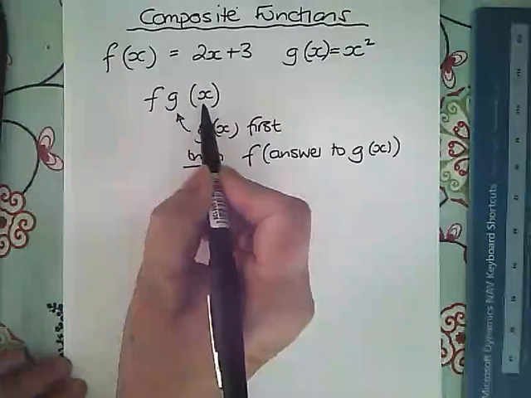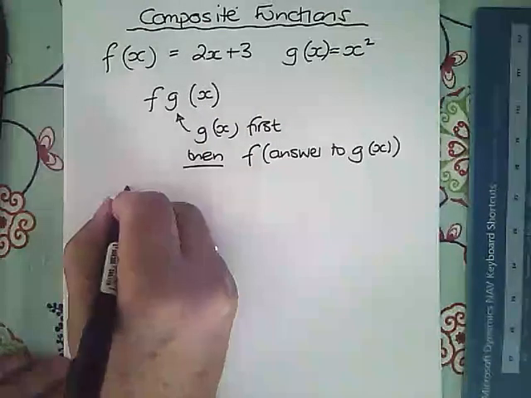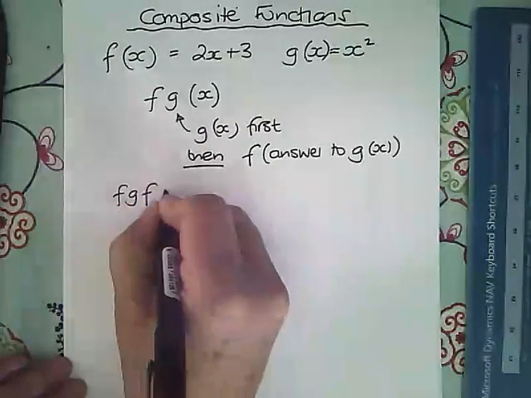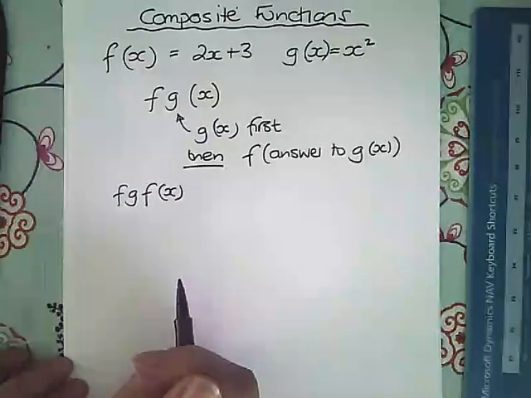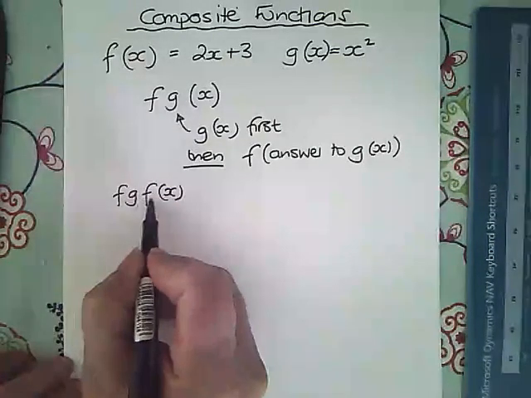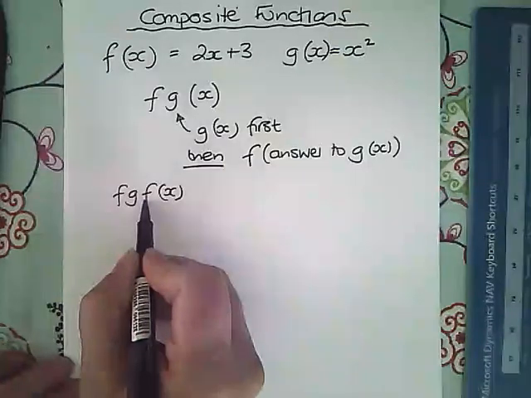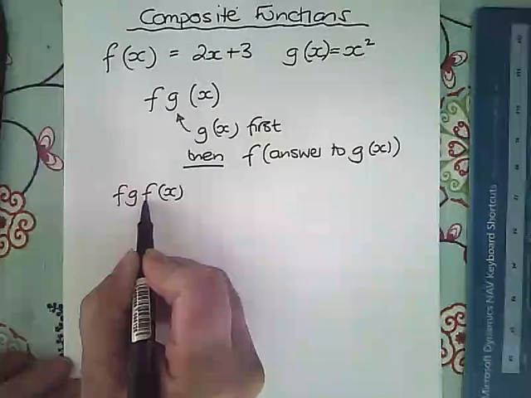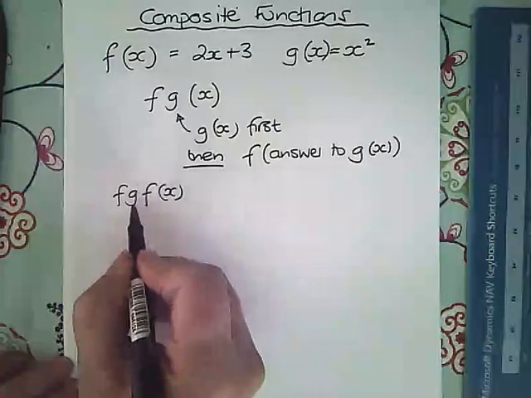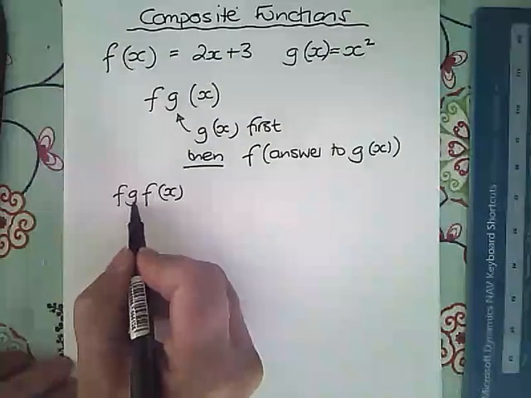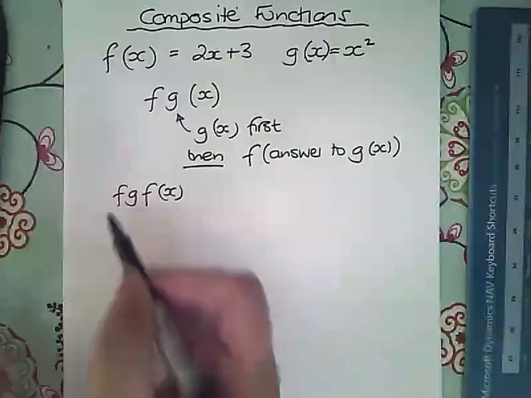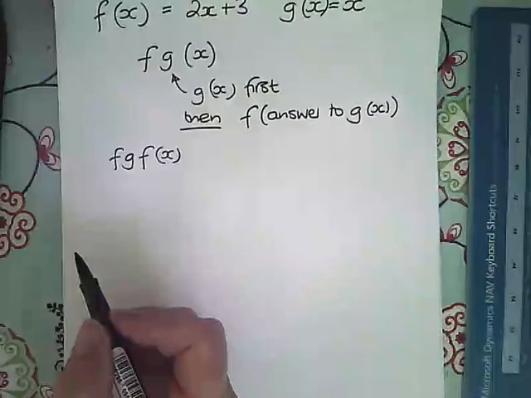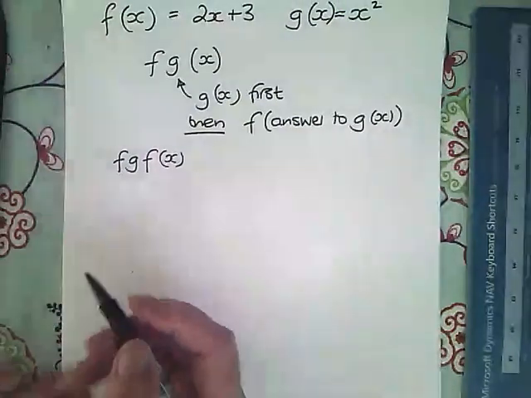So it is entirely possible you could have fgf of x, where you have to do three different functions to it. You would put the number x through the f function first of all, then you would use that answer through the g function, and then you would use that answer back through the f function. So what I will do is, using those two functions, a couple of examples.